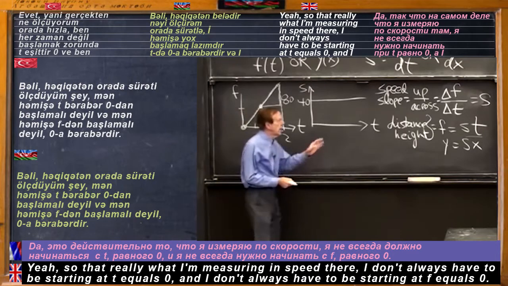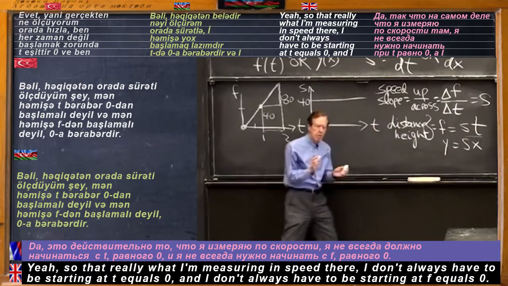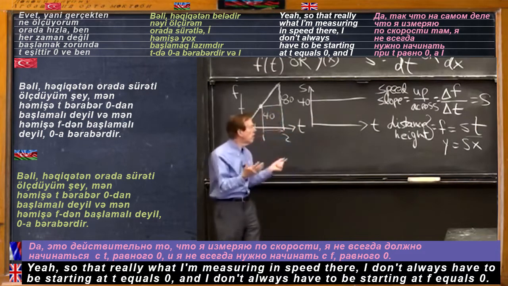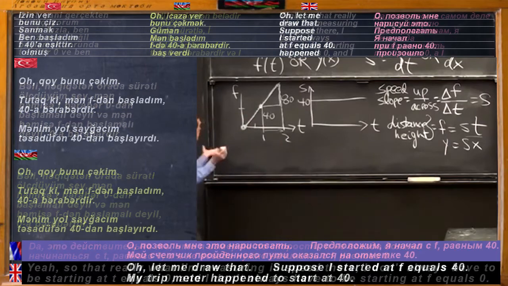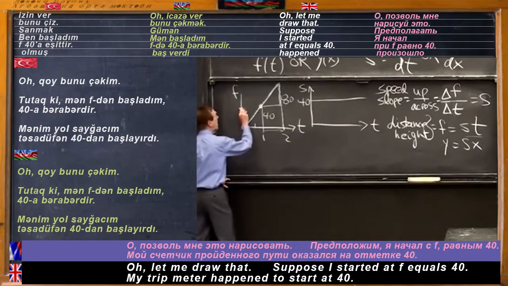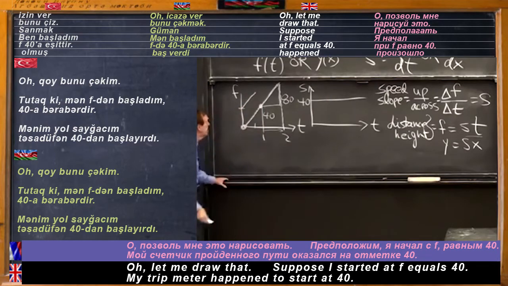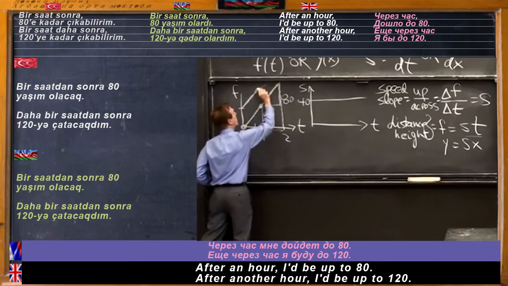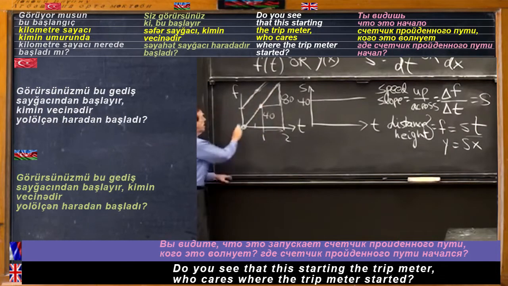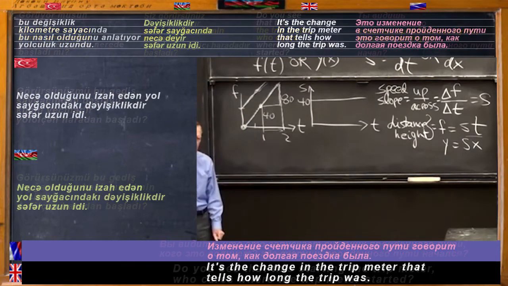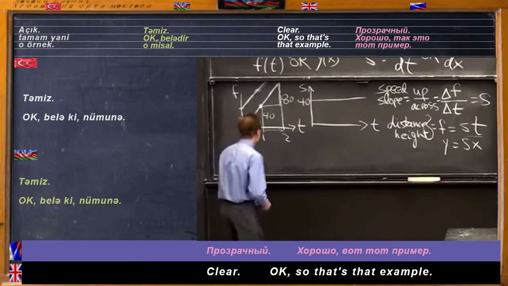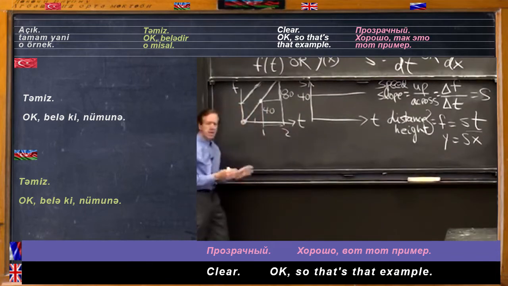Yeah, so what I'm measuring in speed there, I don't always have to be starting at t equals 0. And I don't always have to be starting at f equals 0. Oh, let me draw that. Suppose I started at f equals 40. My trip meter happened to start at 40. After an hour, I'd be up to 80. After another hour, I'd be up to 120. Do you see that, starting the trip meter, who cares where the trip meter started? It's the change in the trip meter that tells how long the trip was. Clear? Okay. So that's that example.